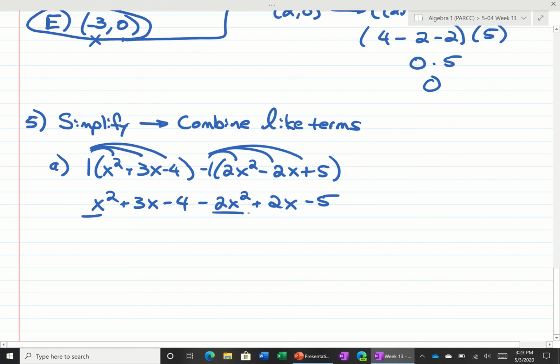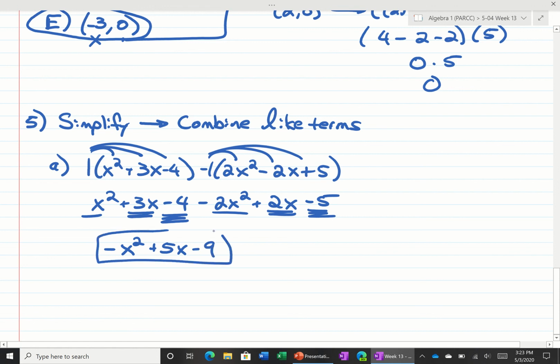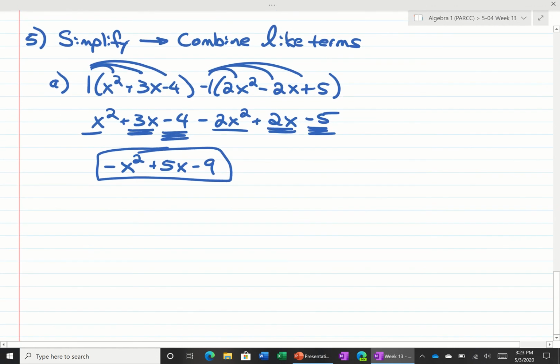Combine our like terms. We have a pair of x squareds. We could write negative x squared. 3x plus 2x is 5x. And then negative 4 minus 5 is negative 9. For part A, that would be the simplified expression.